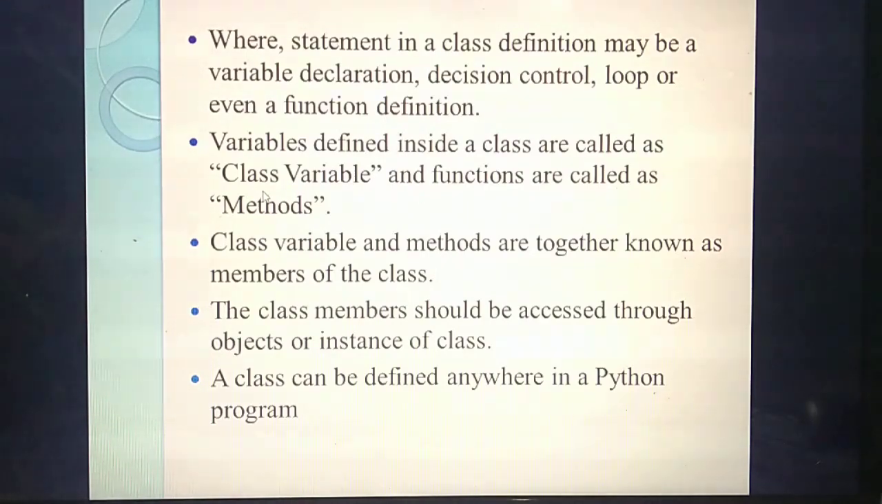How do you access them? Through objects. So what's the other name for object? Objects are otherwise called an instance of a class. Understand? So you can define a class anywhere, at any place in the Python program. It's not compulsory to define it first. Inside also you can define it.